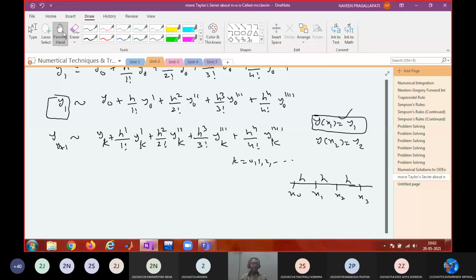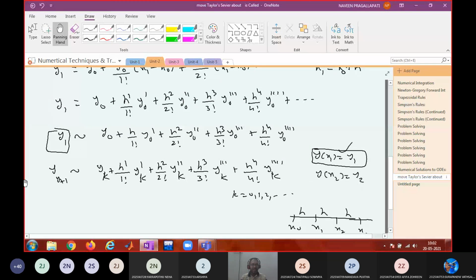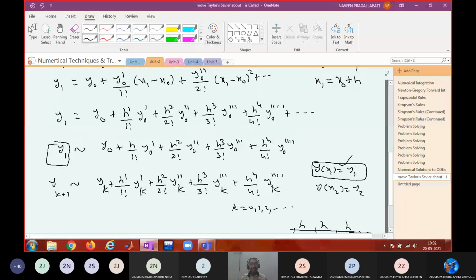Do you agree? Yes, sir. Okay, so this is the general formula. To find the value of y k plus 1, there is a mistake here. So if you want y2, you have to find y1 first. If you want y3, you have to find y1 and y2. Sequentially, you have to repeatedly apply this formula.